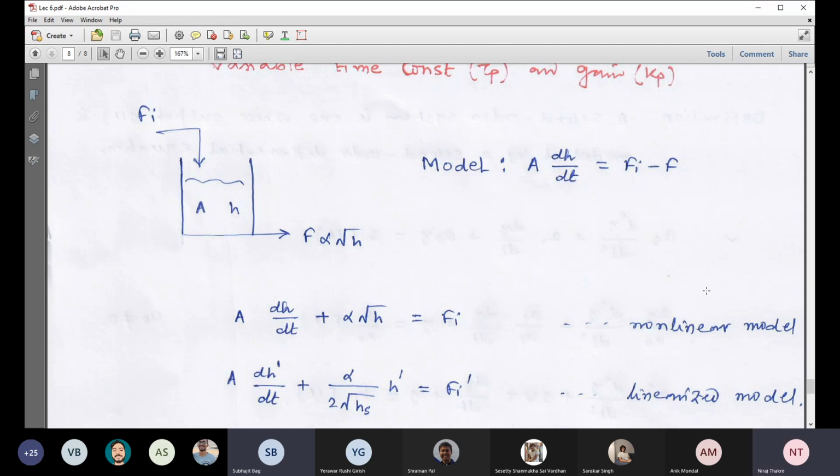Tell, what is the expression for Kp? Sir, for Kp, it is 2 into root over H S by A. Yes, fine. You are Subhrajit Bagh, no? Yes, sir. Correct.